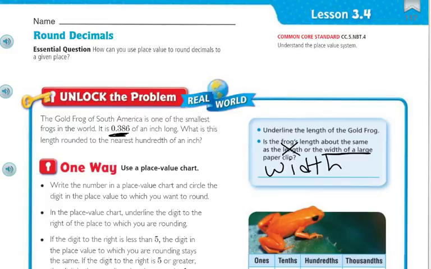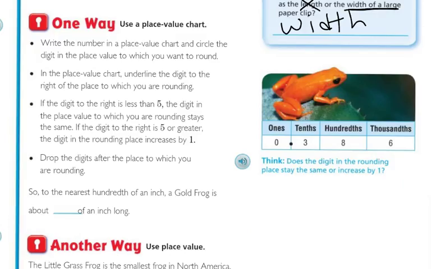So let's look at the one way. One way, use a place value chart. Write the number in a place value chart and circle the digit in the place value to the one that you want to round. So if you look here, they've written the number in a place value chart. We have our ones, our tenths, our hundredths, our thousandths. We have our decimal here, right? So in the place value chart, underline the digit to the right of the place in which you're trying to round.